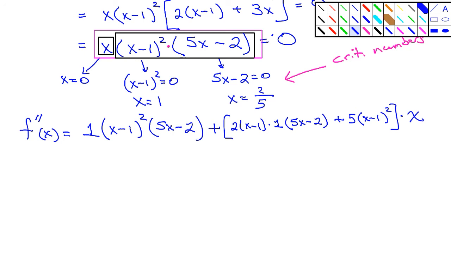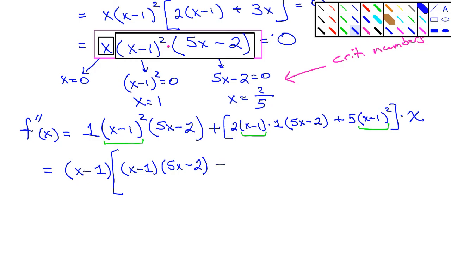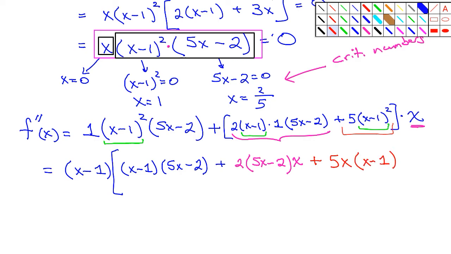And this is what we must simplify. So I'm going to factor out the x minus 1. And from this first piece here, it's going to leave an x minus 1 times 5x minus 2. Plus, from this piece right here, it's going to leave 2 times 5x minus 2. And I'll go ahead and bring in the x from the outside. And then I want to look at this piece, and that is going to still have a 5, the x from the outside, and 1 factor of the x minus 1. Okay, good.